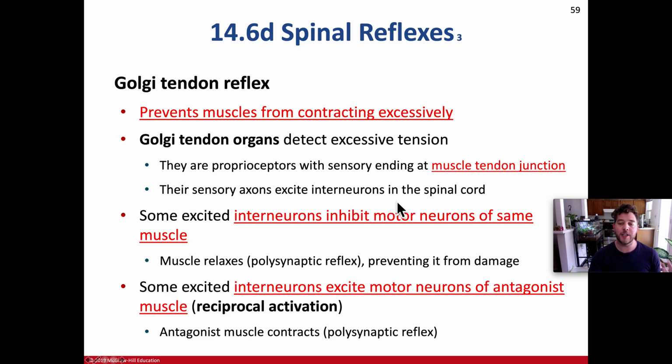Their sensory axons excite interneurons in the spinal cord. Some excited interneurons inhibit motor neurons of the same muscle. So it's happening to the same muscle. You have these interneurons in play, so it's a polysynaptic reflex. And then some excited interneurons excite motor neurons of antagonist muscles, inducing reciprocal activation. So this is the opposite of reciprocal inhibition, where the signal was saying the antagonist needs to relax. This is saying, no, you need to engage, because when our antagonist engages, our agonist will relax. That's what this is trying to do. It's trying to make sure that we don't just pull our muscles off of our bones. It will make you drop things if it's too heavy.